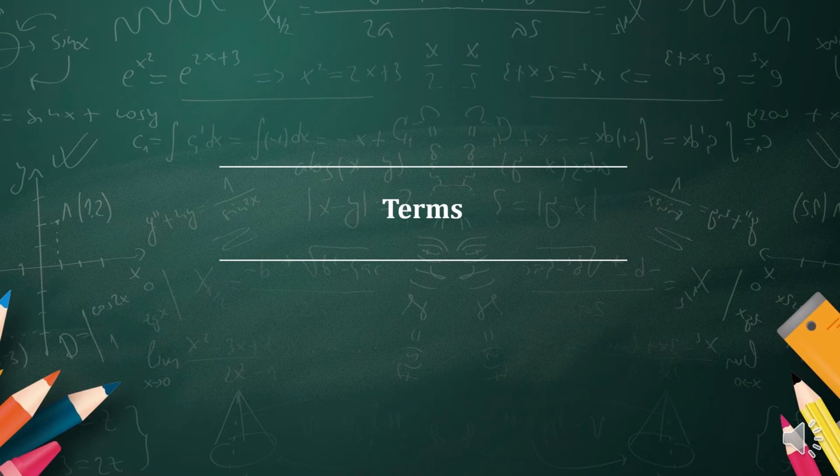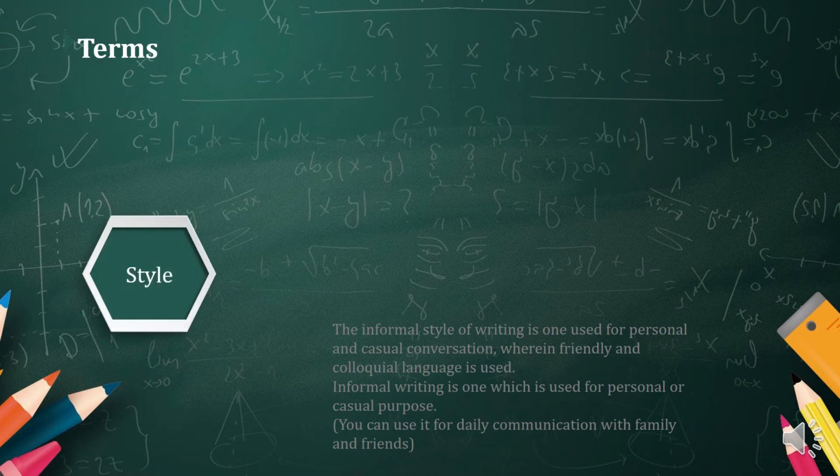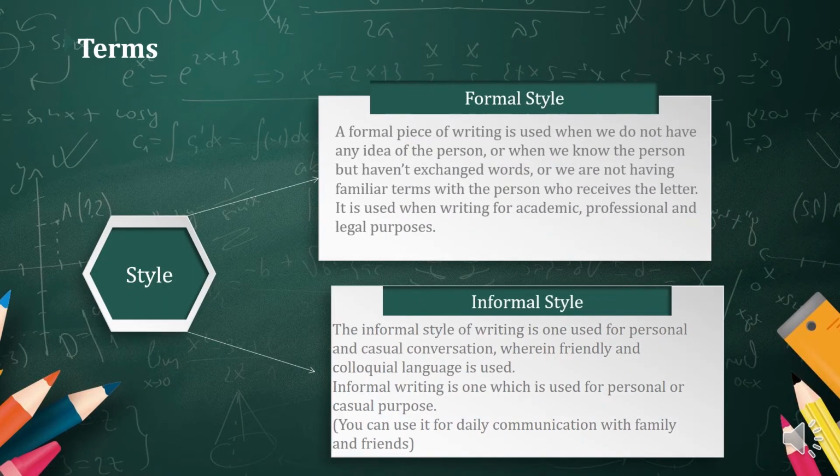Next is terms. The use of grammar in academic context has two styles: formal style and informal style. Formal style is a formal piece of writing which is used when we do not have any idea of the person, or when we know the person but haven't exchanged words, or we are not on familiar terms with the person who receives the letter. It's used when writing for academic, professional, and legal purposes.